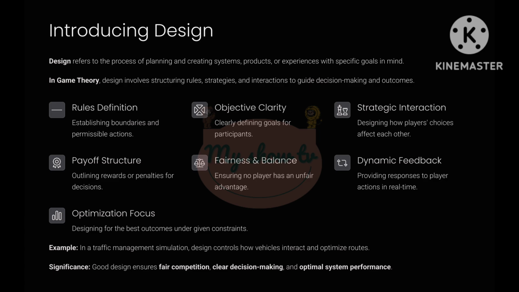7. Optimization focus. Design in game theory often involves optimizing outcomes. This means structuring the system so players seek the best possible decisions within given constraints. Example: consider a traffic management simulation. Design elements such as road layouts and traffic light timings directly influence how vehicles interact and optimize routes. Significance: effective design ensures that systems are fair, clear, and capable of delivering optimal outcomes, which is crucial for engineering applications like simulations and decision-making models.